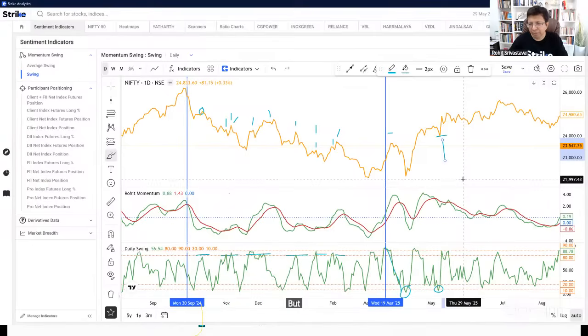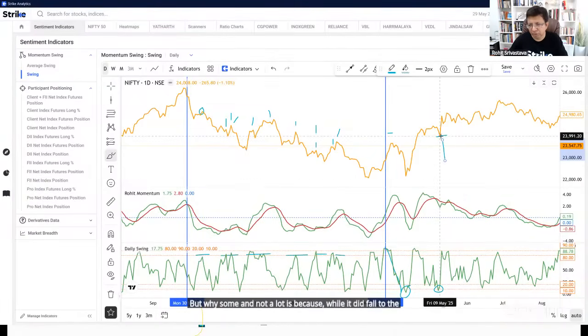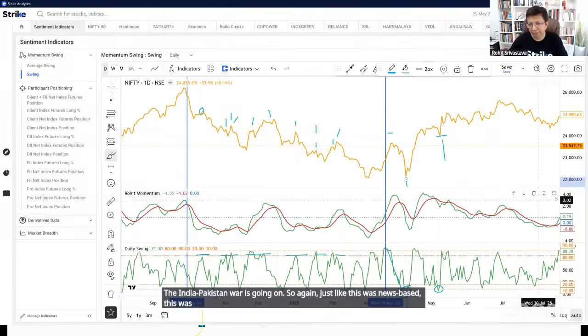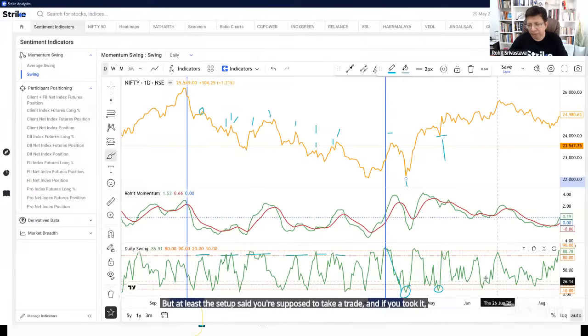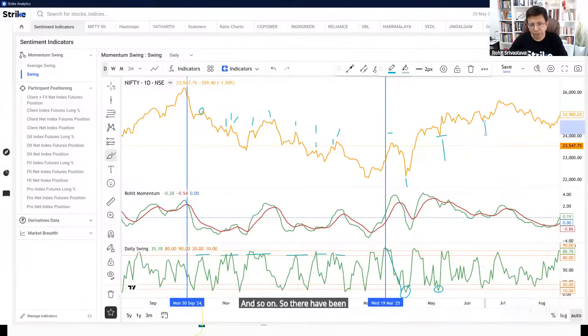But why some and not a lot is because while it did fall to the 20-day average, which is a good support, the India-Pakistan war was going on. So again, just like the earlier one was news-based, this was also news-based, and sentiment plays on your mind. So you end up doing a smaller trade. But at least the setup said you are supposed to take a trade, and if you took it, there were gains to be made. This happened with Israel-Iran again the first time and so on. So there have been many such points.